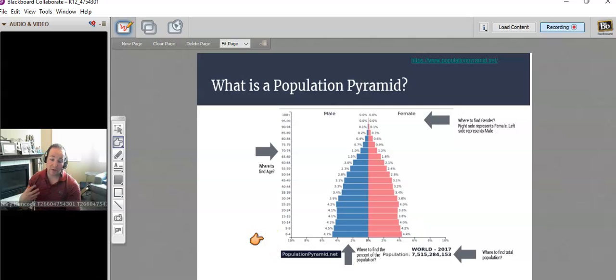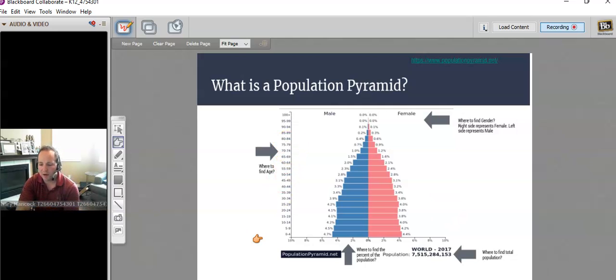What we can do is look at these and analyze them, and then hypothesize: why are there more females than males? Why are there more males than females? Why are people dying at more of a rate here? Why are there so many babies being born at this time? We can look and see the trends that are going on.